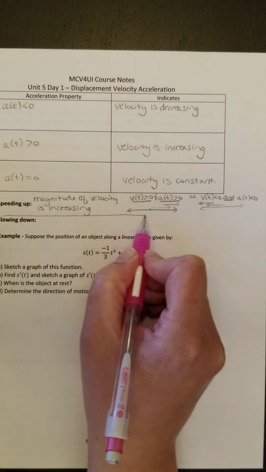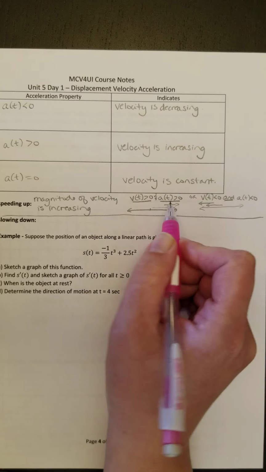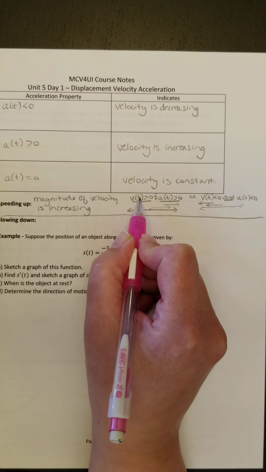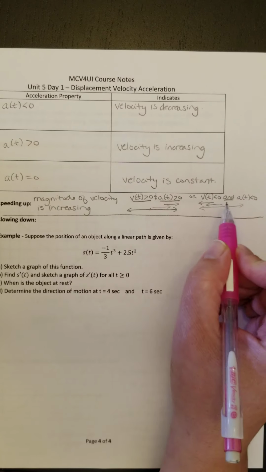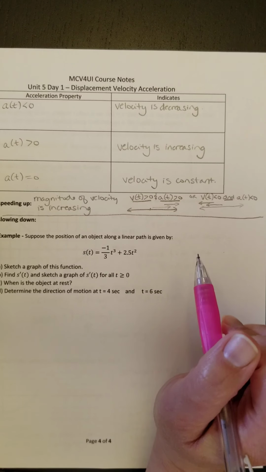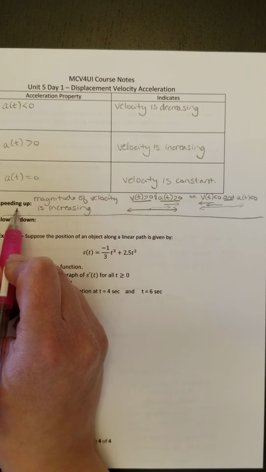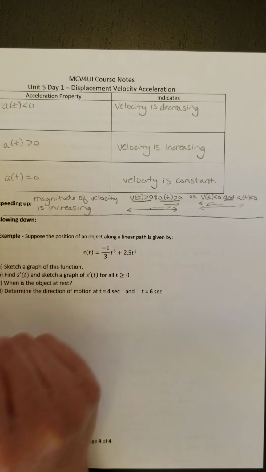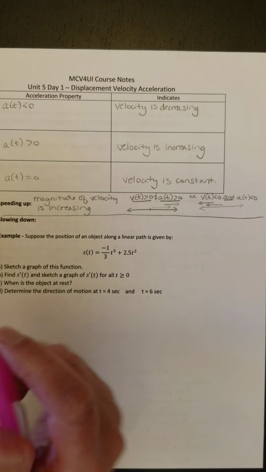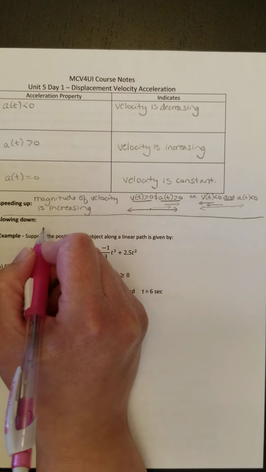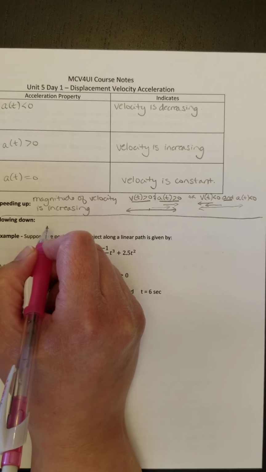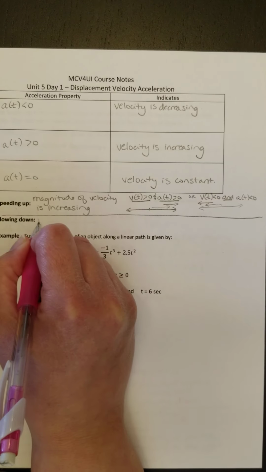So basically, if the signs match, that's what you're looking for. Velocity and acceleration are both positive, or velocity and acceleration are both negative. That means that you're speeding up. Slowing down is really just the opposite. The magnitude of the velocity is decreasing.